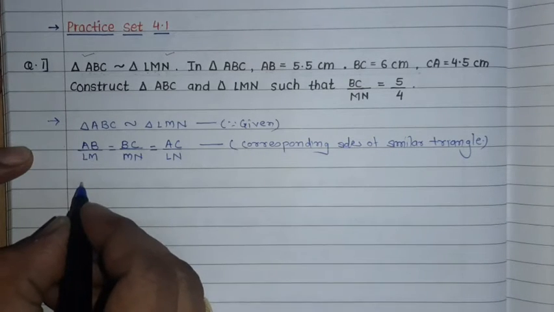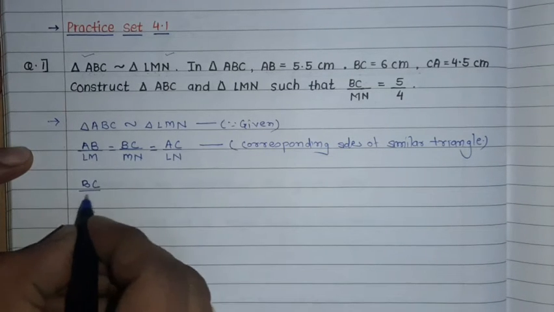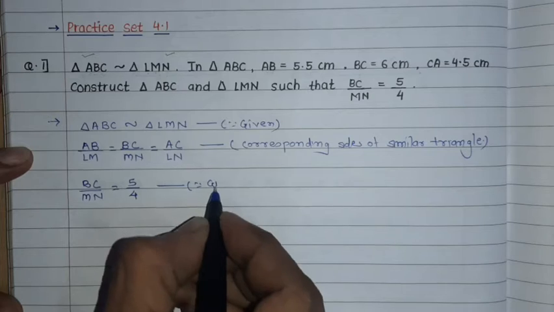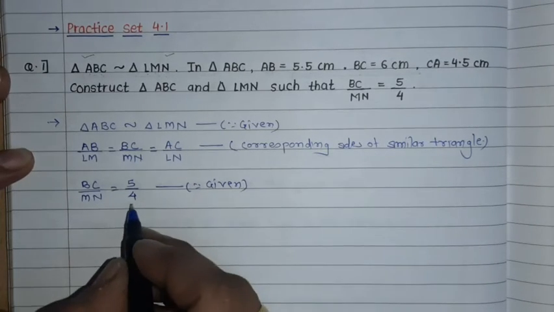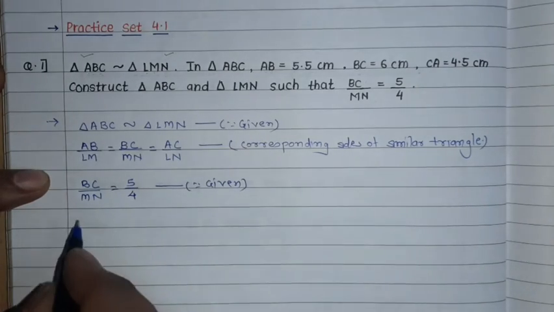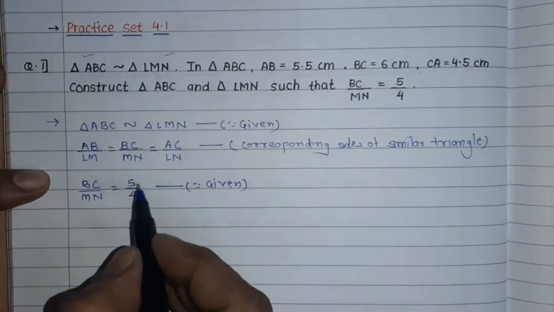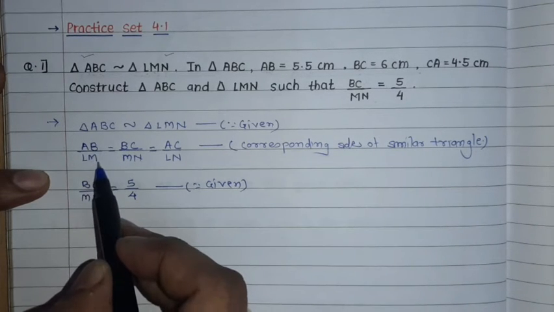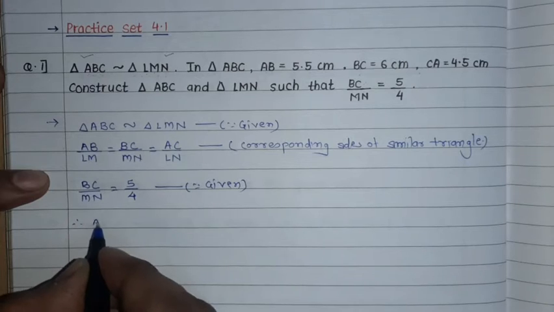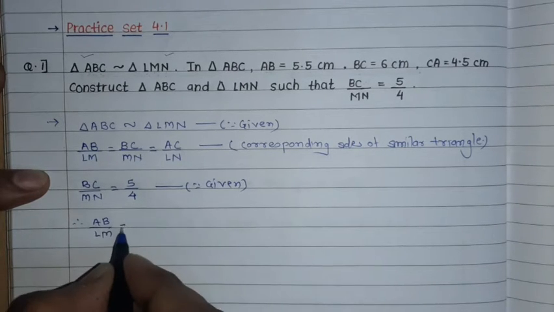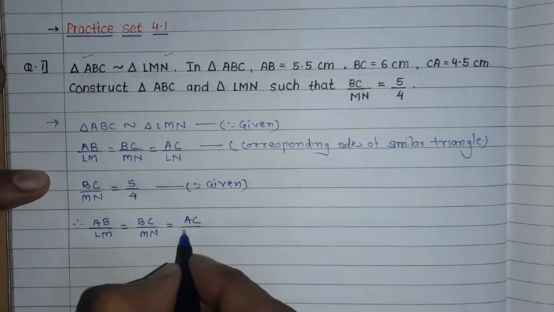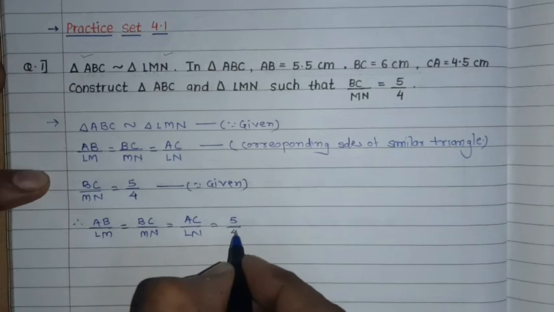Now dear student, one more piece of information is given. BC upon MN is equal to 5:4. This is given. By using this information, we have to find out the measurements of triangle LMN. Now how? See here. This BC upon MN is 5/4. Therefore, AB upon LM is also 5/4 and AC upon LN is also 5/4. Therefore, we can directly write, AB upon LM is equal to BC upon MN is equal to AC upon LN is equal to 5 upon 4.